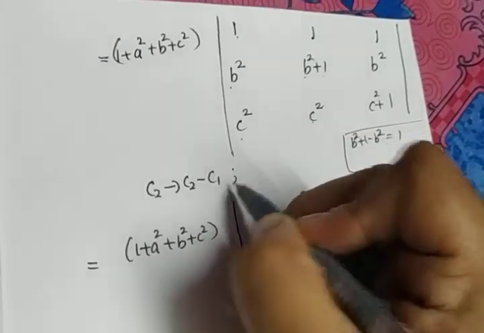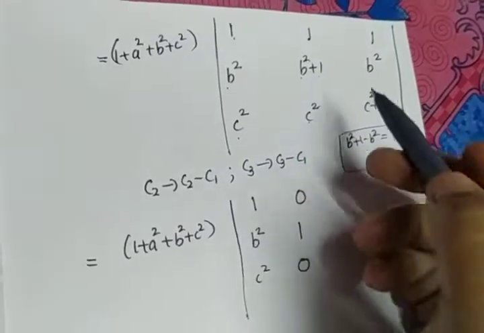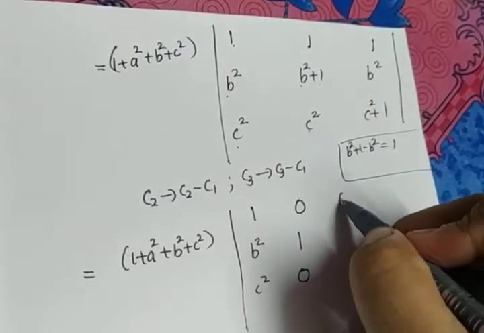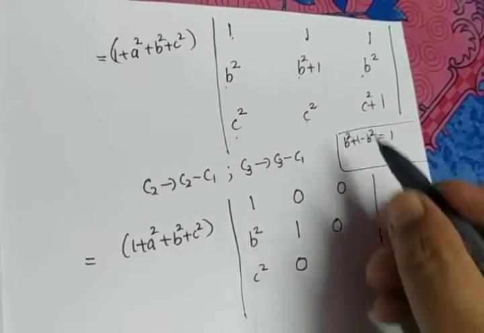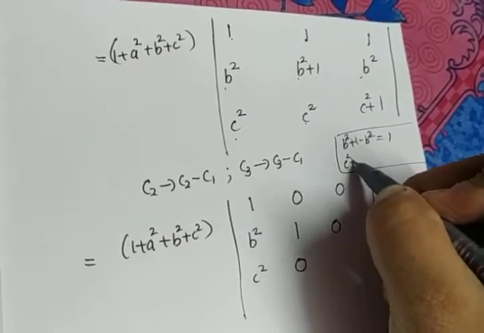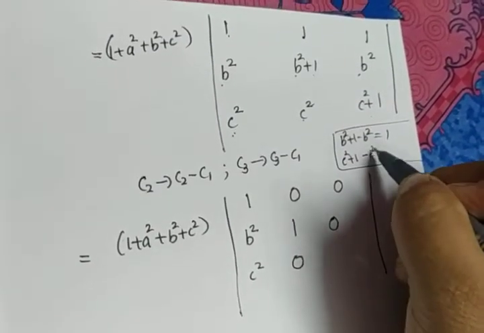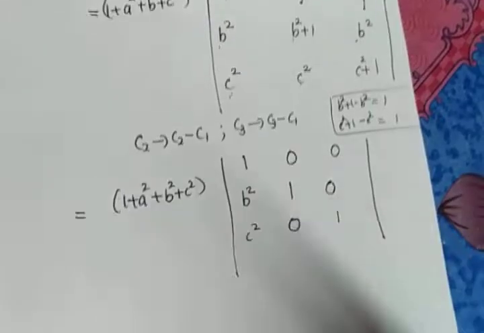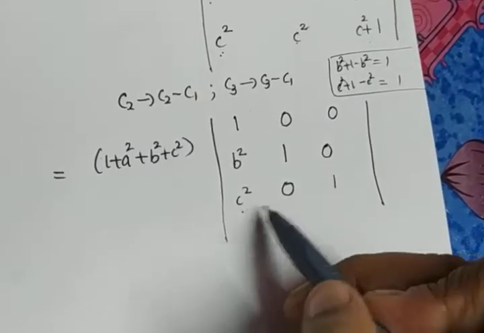Again, a transformation on the third column: C3 changes to C3 minus C1. So 1 minus 1 gives you 0. b square minus b square gives you 0. And you can calculate c square plus 1 minus c square; there also c square gets cancelled, giving you 1. So we are getting the determinant 1, 0, 0; b square, 1, 0; c square, 0, 1.